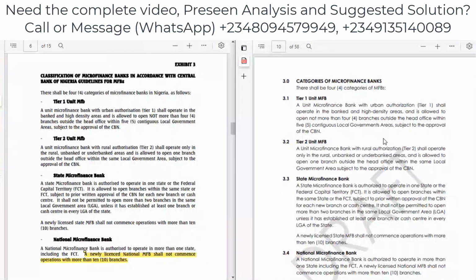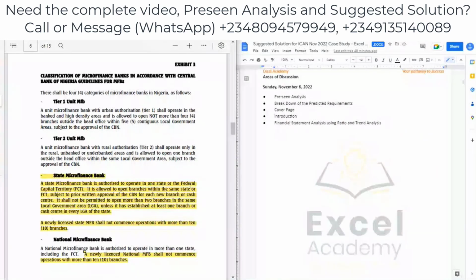Right. Basically, in what we read earlier, we're told that Kudi Microfinance Bank is a state microfinance bank. So the information we would be mostly concerned with is this state microfinance bank. A state microfinance bank is authorized to operate in one state or the FCT, and it is allowed to open branches within the same state or FCT, subject to prior written approval of CBN for each new branch or cash center. It shall not be permitted to open more than 2 branches in the same local government area.